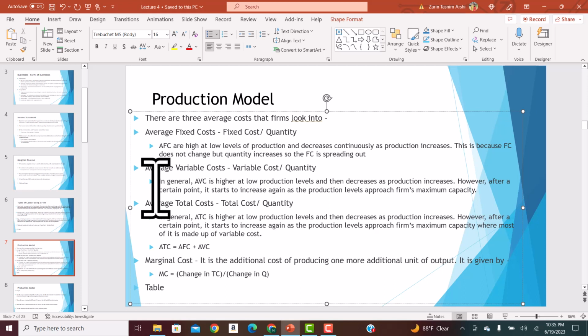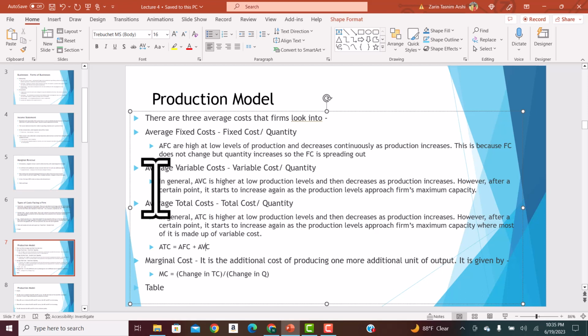Finally, we have marginal cost. Remember the definition of marginal cost. It is the extra cost that businesses will incur for producing one extra unit of output. Let's say we are producing 10 cell phones, now we decide to produce the 11th cell phone. What is the cost of that 11th cell phone? That is known as the marginal cost. So marginal cost is given by change in total cost divided by change in output. That's the formula for marginal cost.